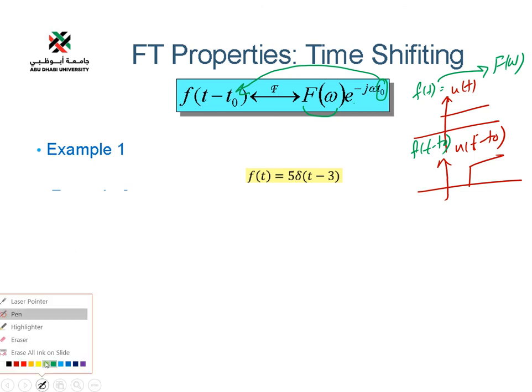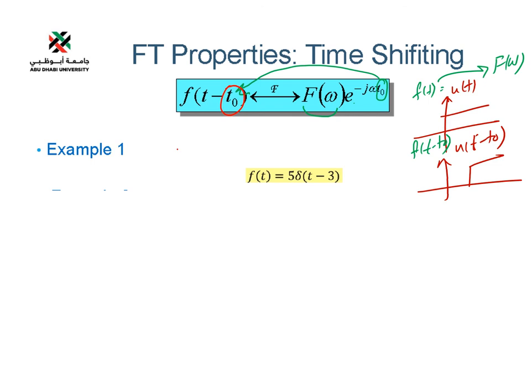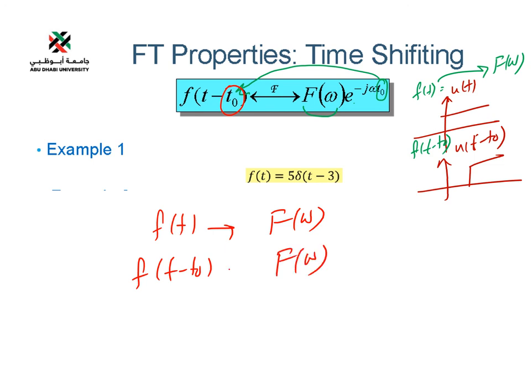Whatever time shifting factor we are having, f of t, the Fourier transform is F of omega, and now you have a time shift, so keep the original Fourier transform, just multiply with e to the power minus j omega t naught. T naught is the time shifting factor. Just multiply with this factor and we will get the Fourier transform of that. You don't have to do the analysis and the other things, just use the property. This is the time shifting property, if we have a shift in time.